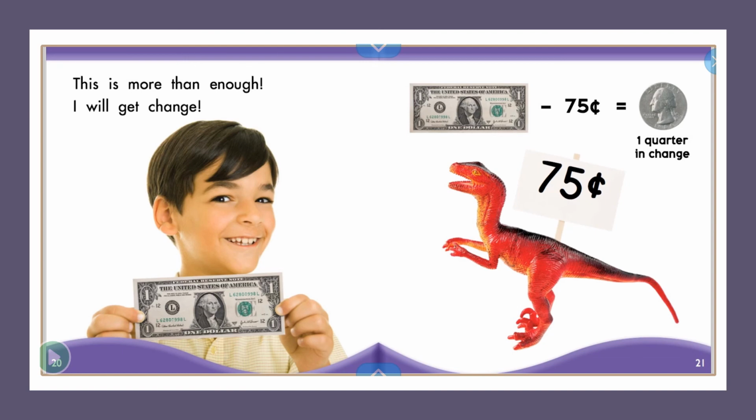On page 20, this is more than enough. I will get change. So that same 75-cent toy, he's got a whole dollar. Now remember, $1 is worth 100 cents, which is more than 75. So he's going to get some change back. And he's going to get 25 cents, which is the same as 1/4.